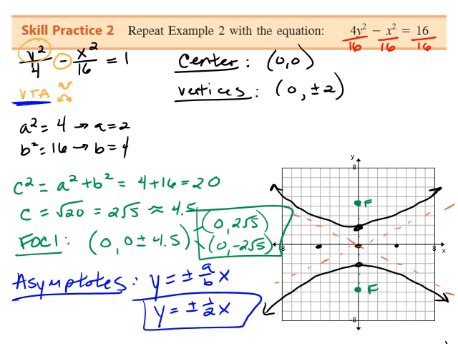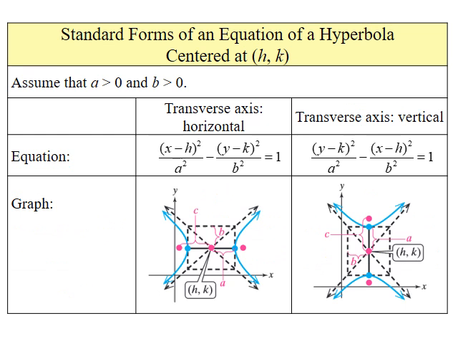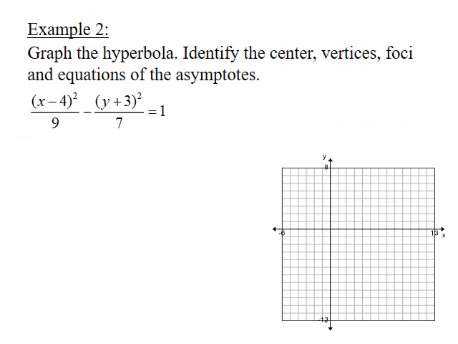Okay, now of course, depending on what the center is, the asymptotes will change. And that leads me to the next slide, finding equations of the hyperbola centered at h, k rather than centered at 0. So if we're centered at h, k, really the only thing that's going to change is this. Everything else is the same. So let's see this in action.